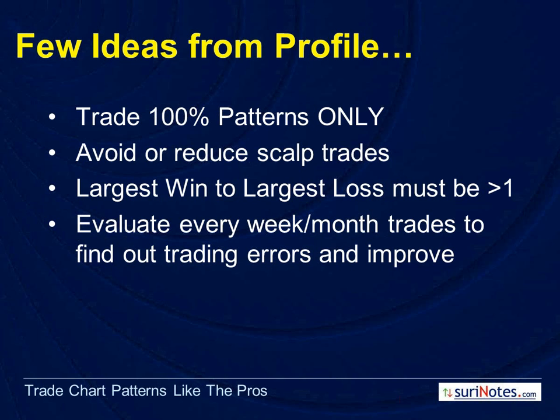Also, one very critical aspect is that your performance reports must show you that your largest win to largest loss ratio must be greater than 1. If it's not above 1, that means you are not going to be successful in the long run. So that's what I constantly look for. Did I lose a lot of money, and did I make money? If I lost a lot, then the ratio is less than 1, and that's what I constantly look for.